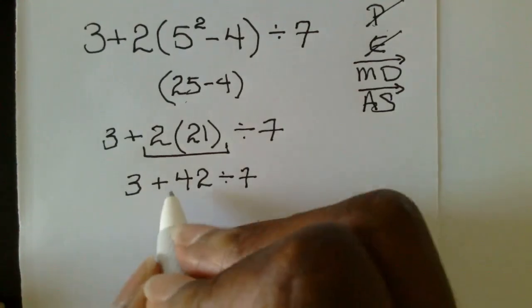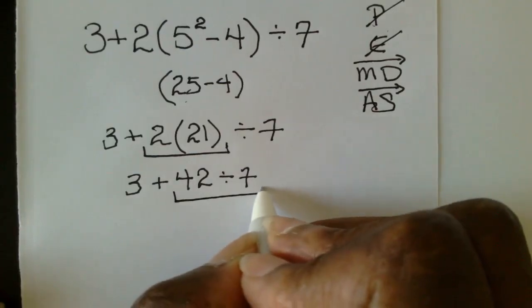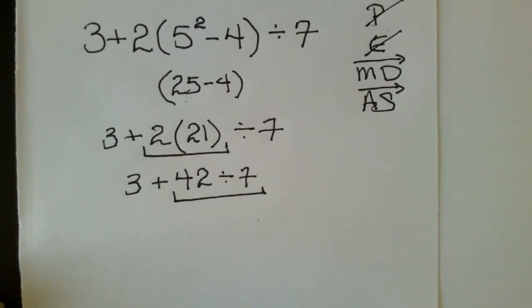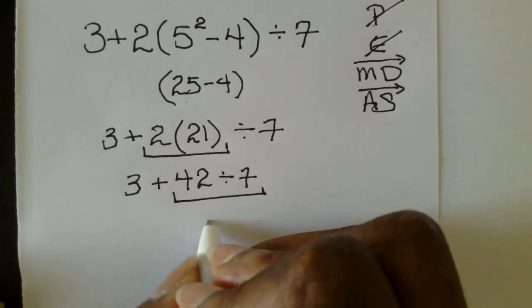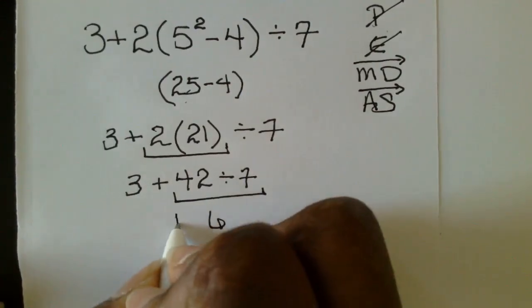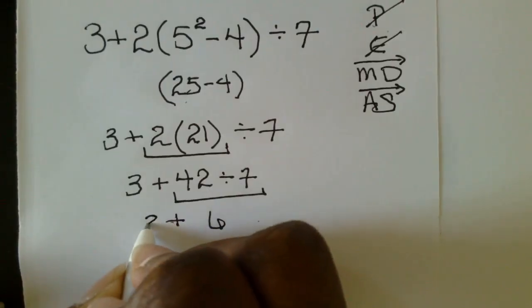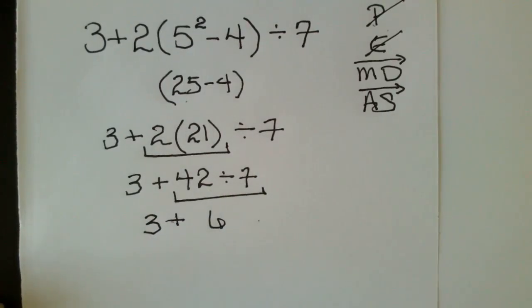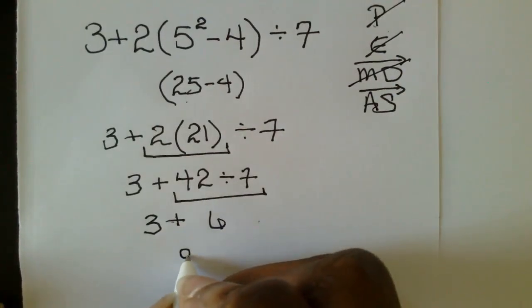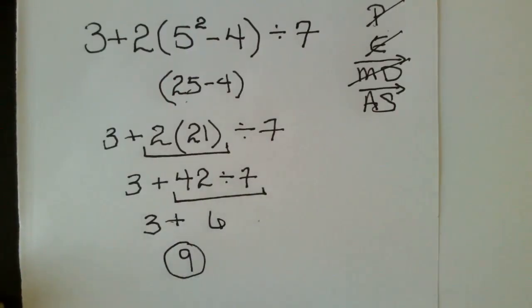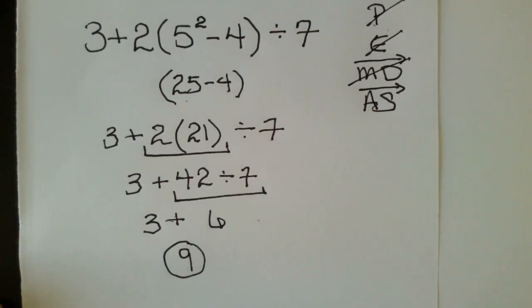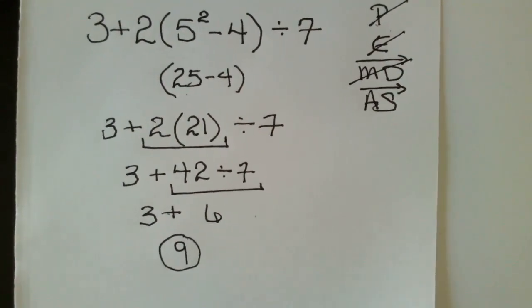We have to do our division next. So with our 42 divided by 7, that gives us 6. Then we have our plus 3 to come down to the mix. So this is all taken care of. What's left will give us the answer of 9. Alright, so order of operations.